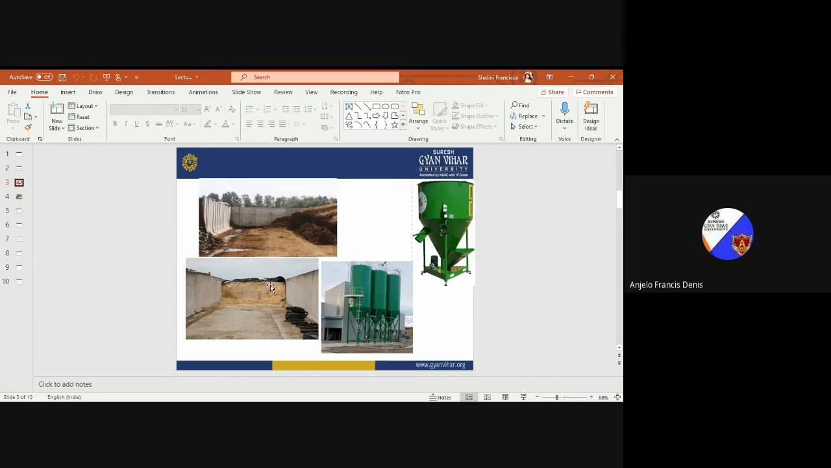The second one, this green color, is an example of tower silos. This one is a very small unit, and this kind of unit is for storing large quantities of grains or other crops.